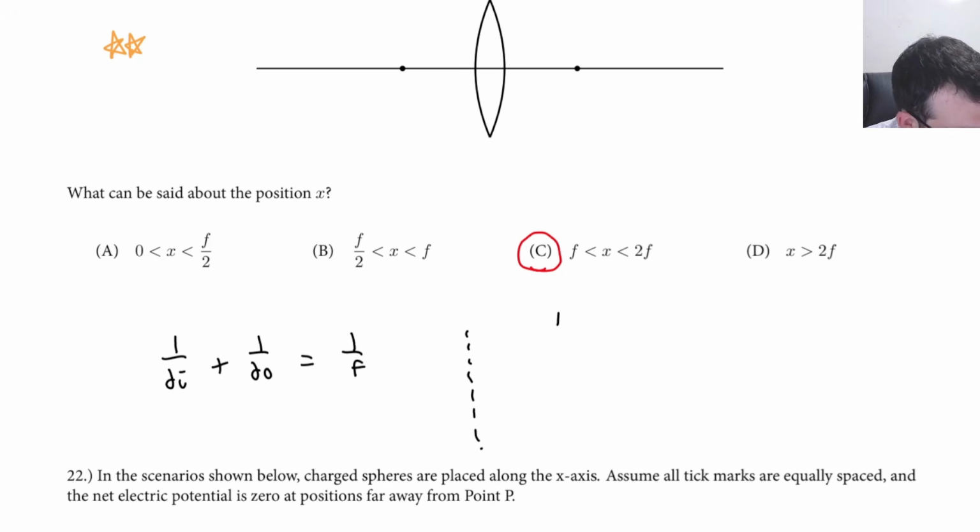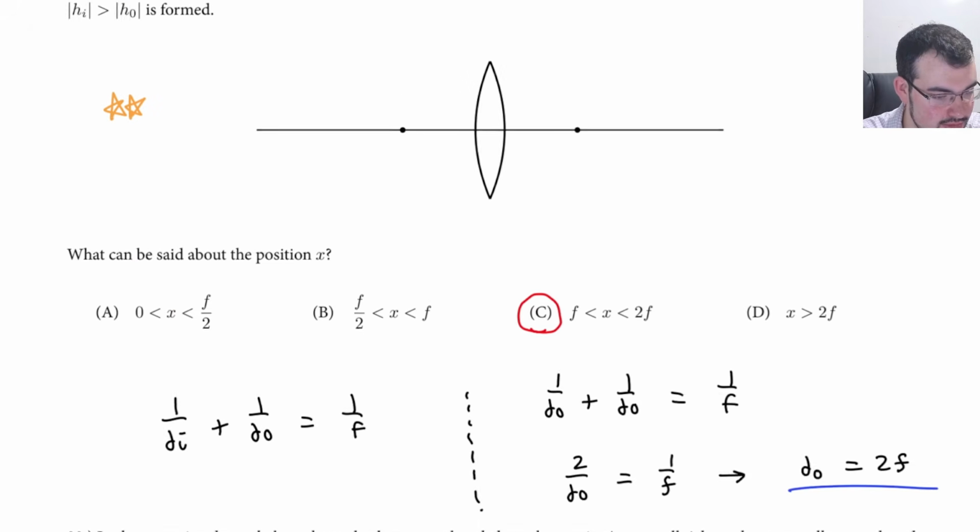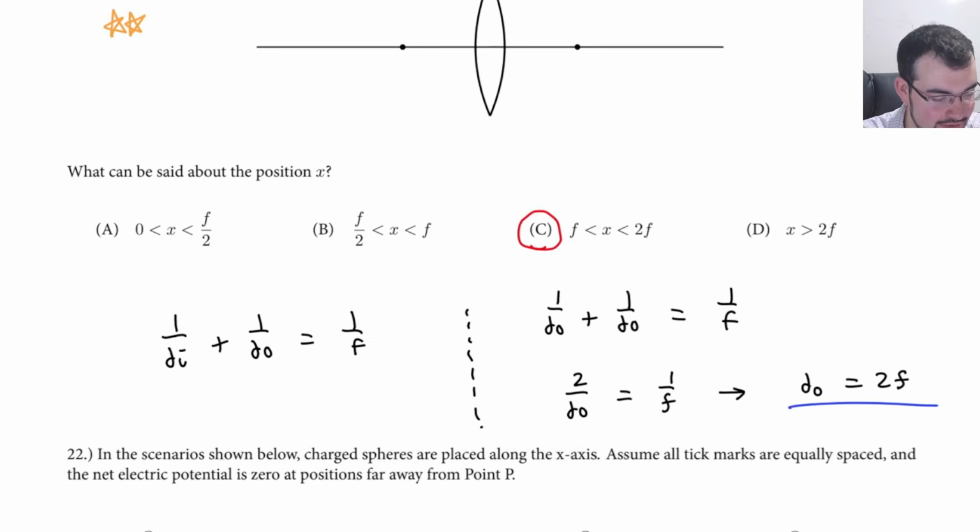So you can just set 1/do plus 1/do equals 1/f, and you would see that 2/do is equal to 1/f. So do would just be equal to 2f. So you can see that 2f is actually the cutoff distance here, because 2f is when you get no enlargement or reduction. So I would say this is level 2. Borderline level 3, but this is kind of just a fact.